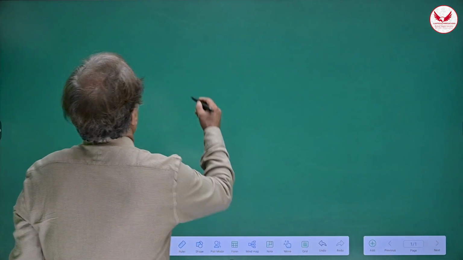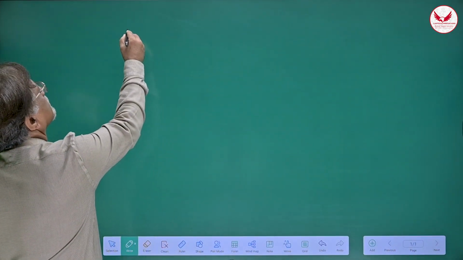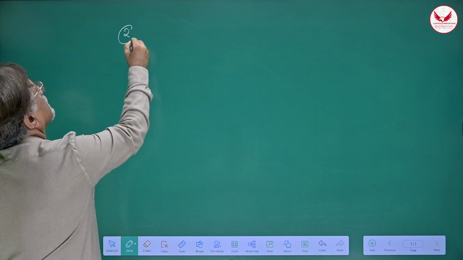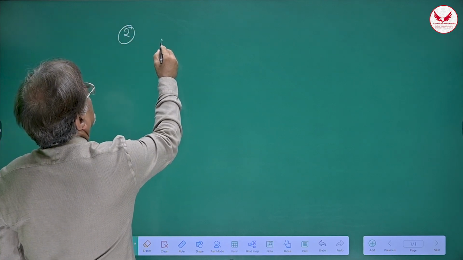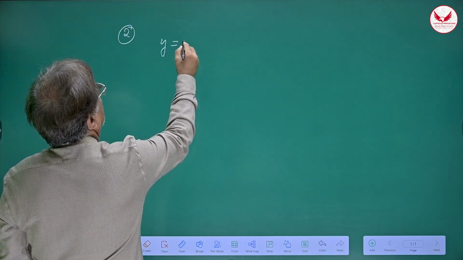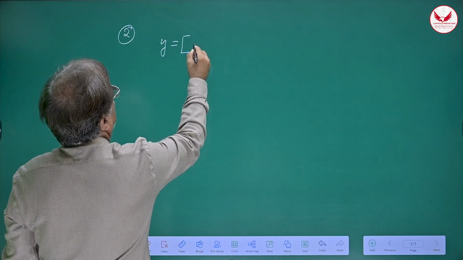Now, let us get on with the second function. Second function is denoted by a square bracket x.